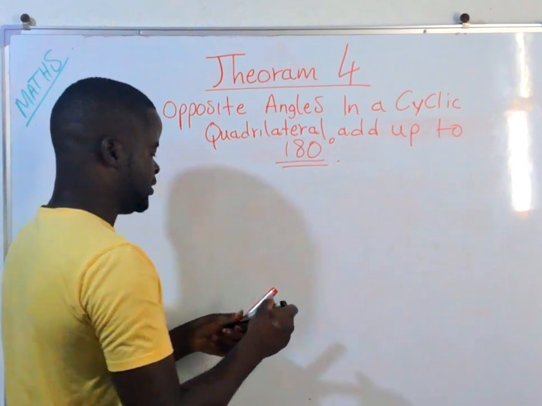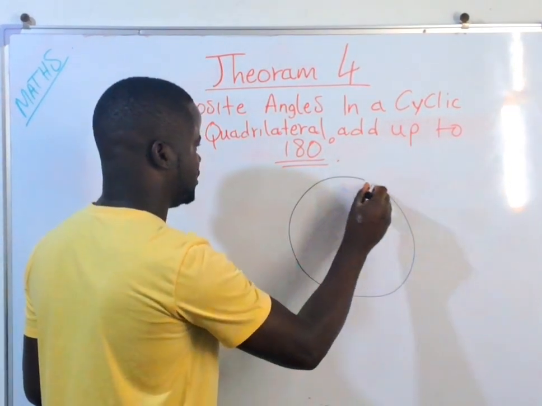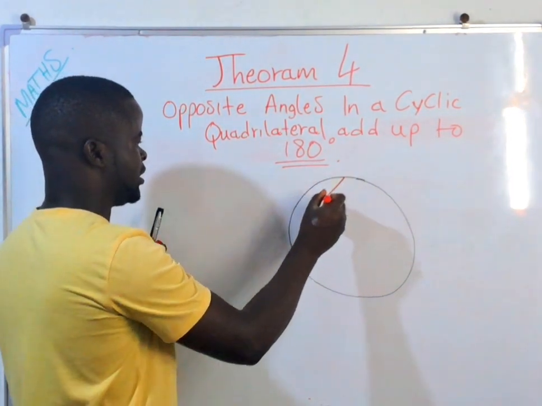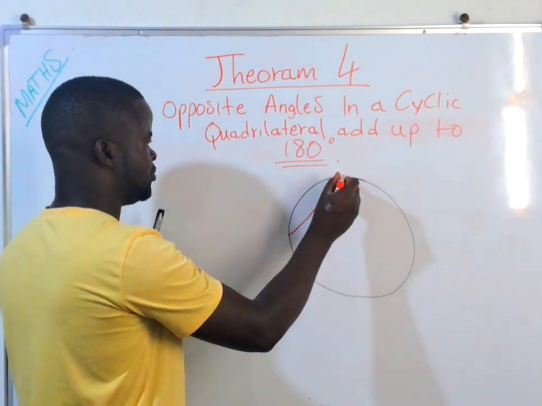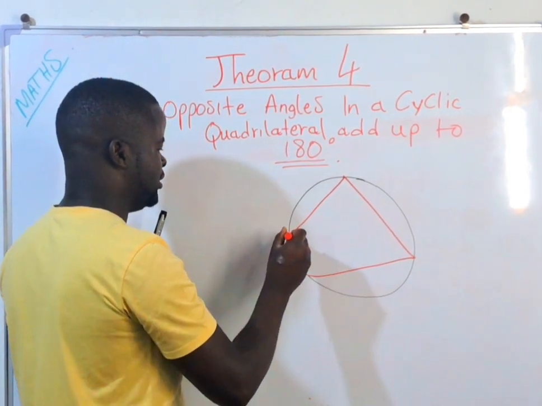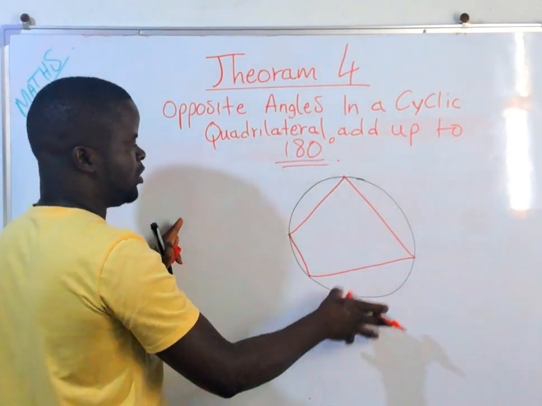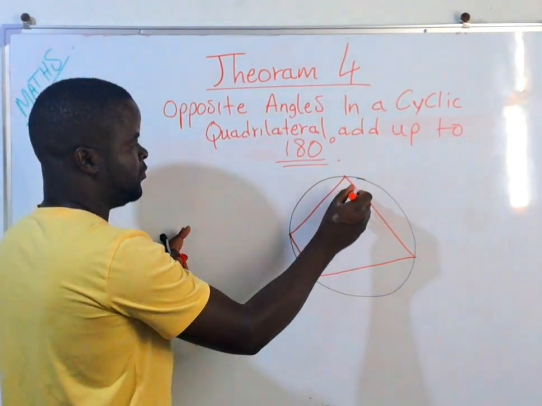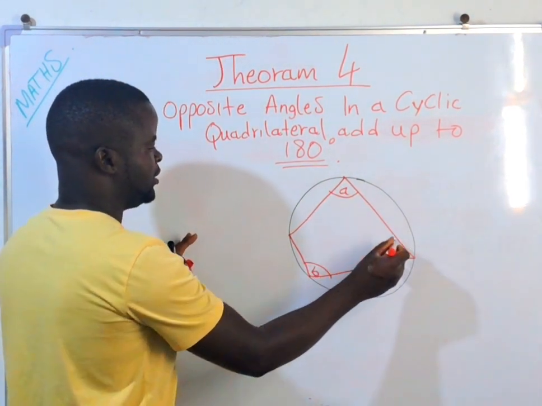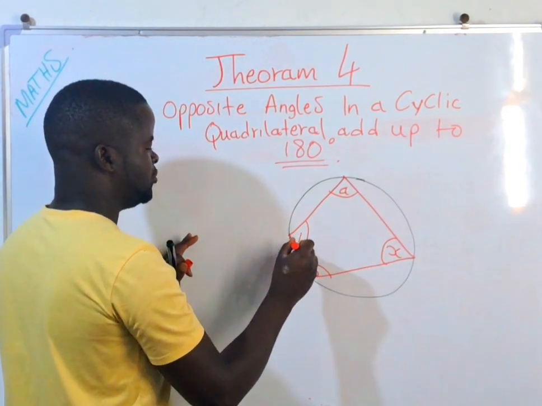Let's go. If this is the circle that we've been given, therefore we are going to have 4 vertices touching the circumference of the circle. This is vertex 1, vertex number 2, vertex number 3, and vertex number 4. If this is a quadrilateral, then angle A is opposite to angle B, and angle X is opposite to angle Y.